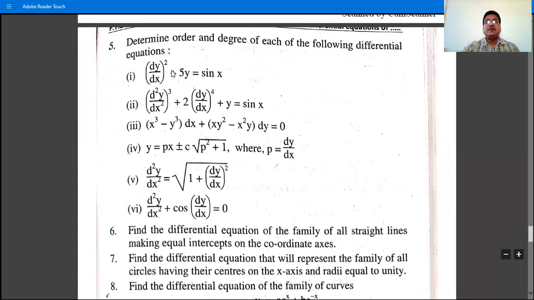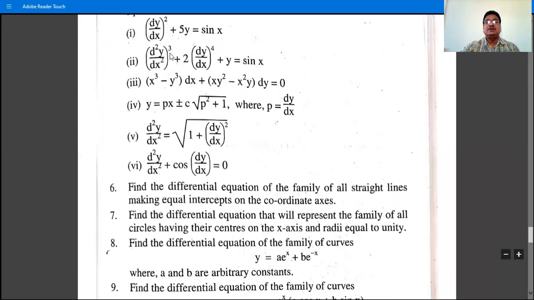So dy by dx bracket square plus 5y is equal to sin x. This is the differential equation of order 1, because dy by dx is of order 1, and degree is the power of the highest order derivative. Highest order derivative is dy by dx. Its power is 2. So degree is 2. Order is 1, degree is 2.